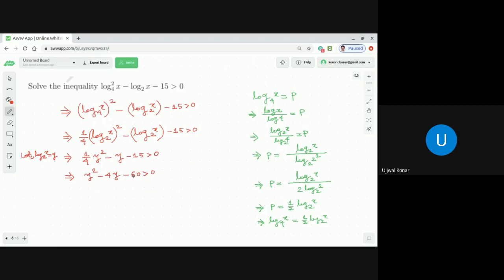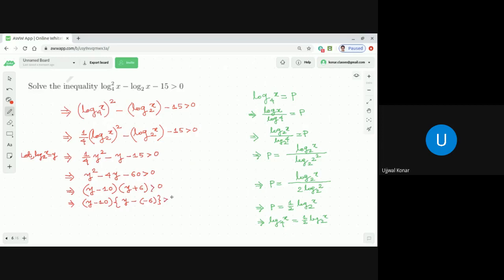And do the middle term factorization, dear students. You'll get y minus 10 into y plus 6 greater than 0. As we are discussing inequality, let me write it in the standard form, which will help you make a conclusion. I'm sorry, the above step should not be equal to 0. Just a minute. It should be greater than 0.